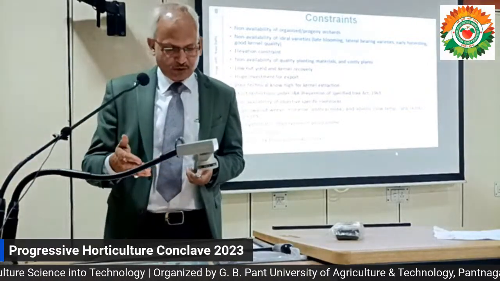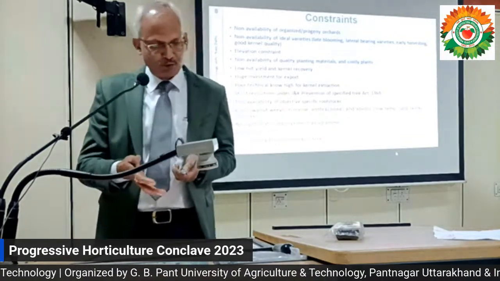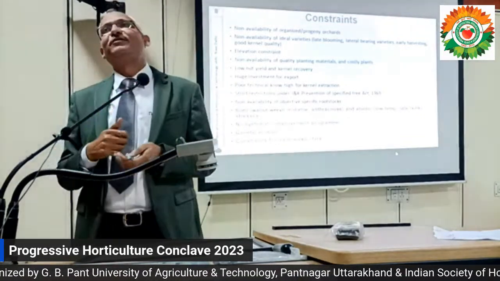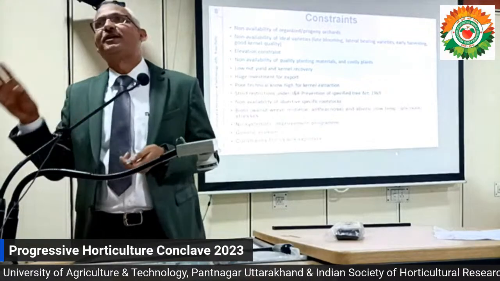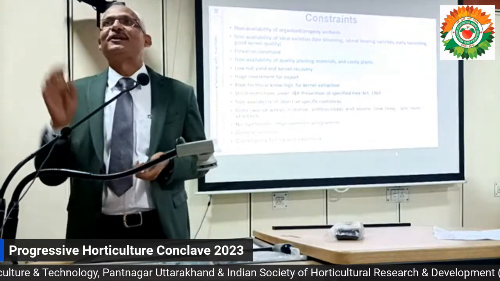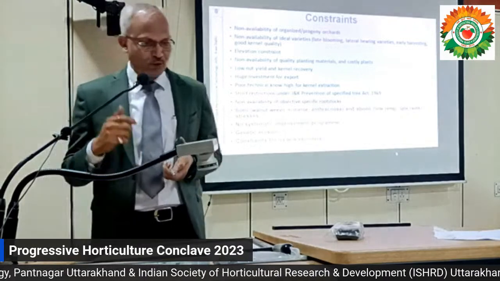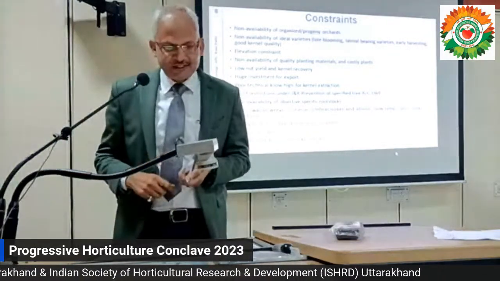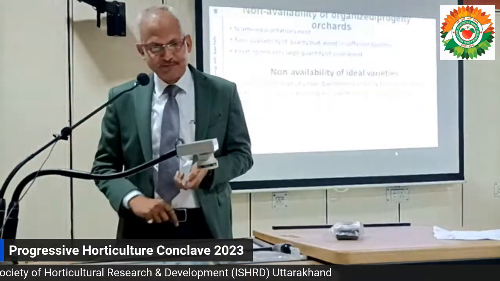Non-availability of rootstock, biotic stress, no systematic improvement. Genetic erosion, that is a very important part, because we are concentrating only on good kernel plants. Otherwise, the rest of the plants are going to die. So we have to conserve those plants also. And constraints for traders, they have a different story.